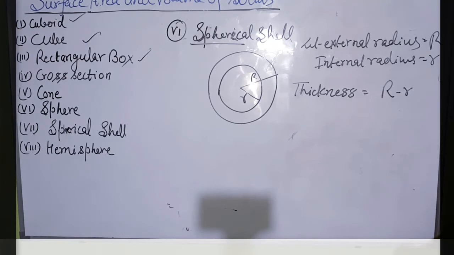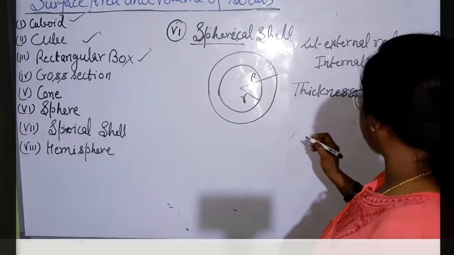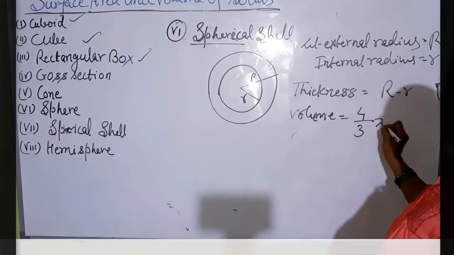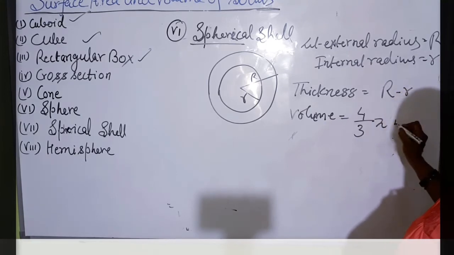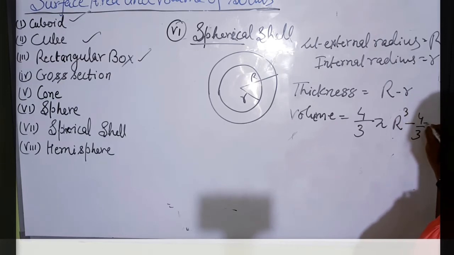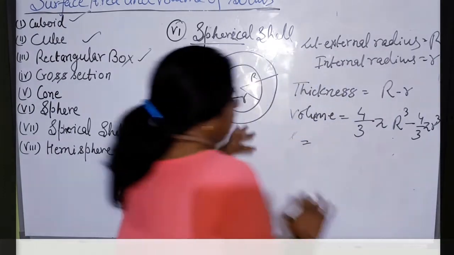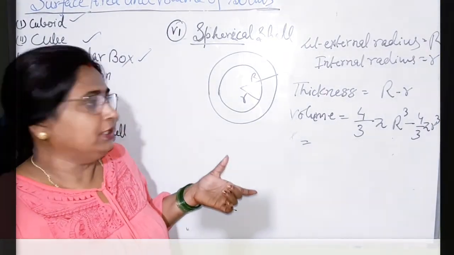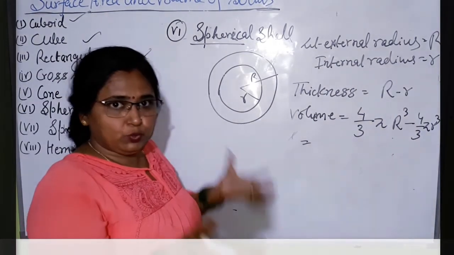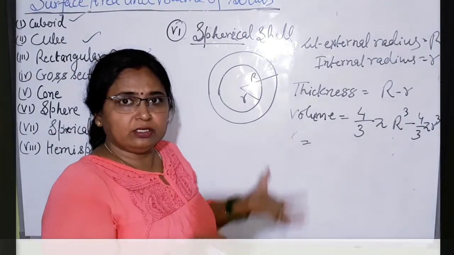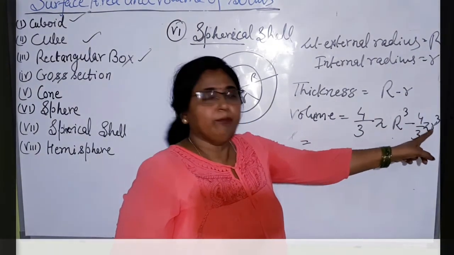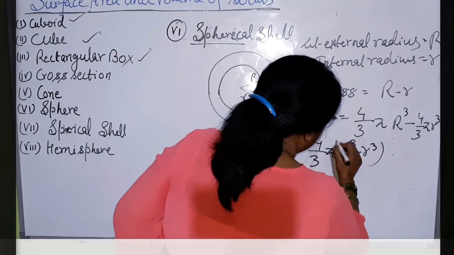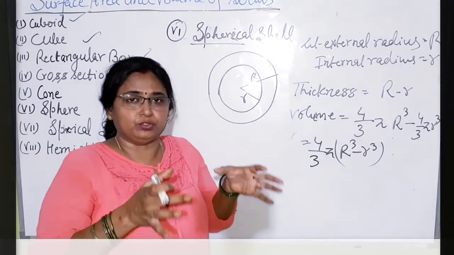And the volume of this spherical shell is 4 by 3 pi capital R cube minus 4 by 3 pi small r cube, that means external volume minus internal volume, which is the volume of the material of that solid. Taking 4 by 3 pi common, it is 4 by 3 pi (R cube minus r cube). It is the volume of the material used in the shell.